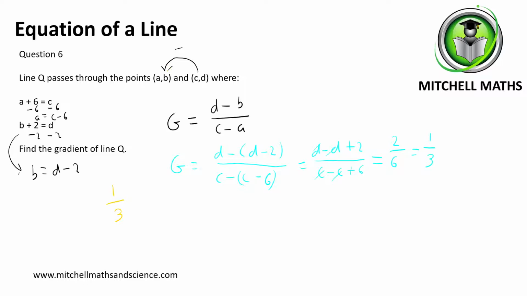So with this type of question, you just need to rearrange these equations to get rid of some of your b and a values, and then work it out, and you end up with a third.